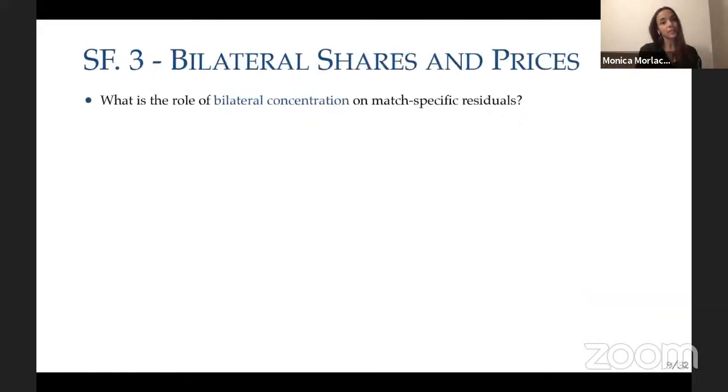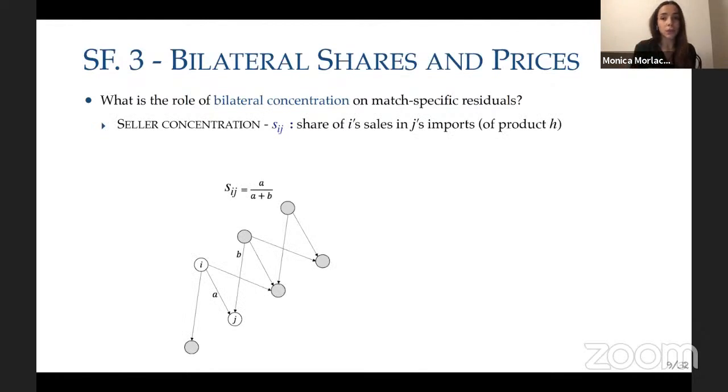The last stylized fact that I want to show you is we go one step further and think about what can account for this match-specific variation in prices. And to do so, we think about what is the role of bilateral concentration among importers and exporters. The way we measure seller concentration is, again, we take the structure of firm-to-firm trade, and we want to compute the measure of how important is a given seller, in this case I, for a given buyer J.